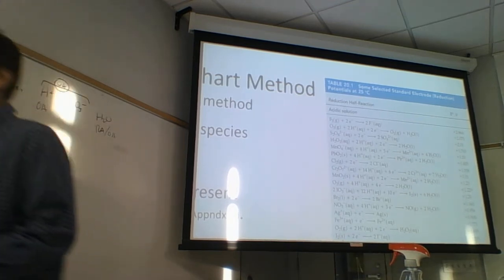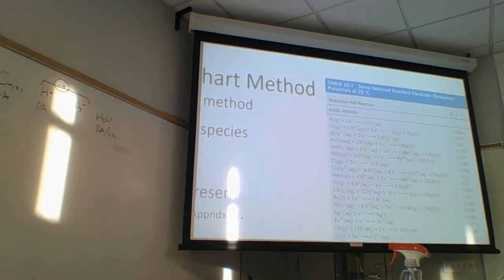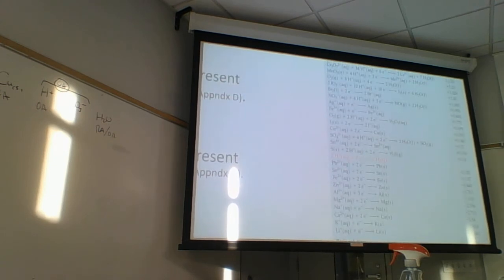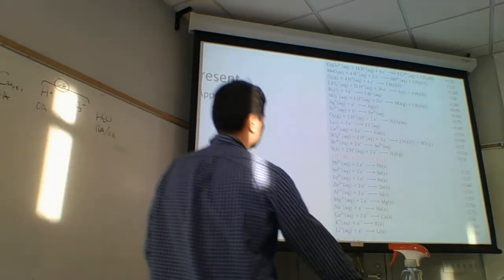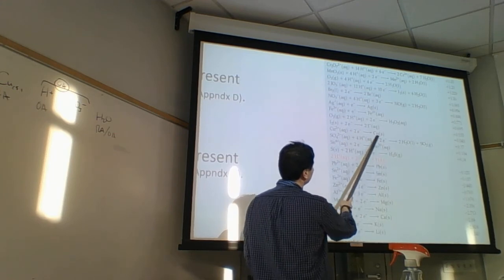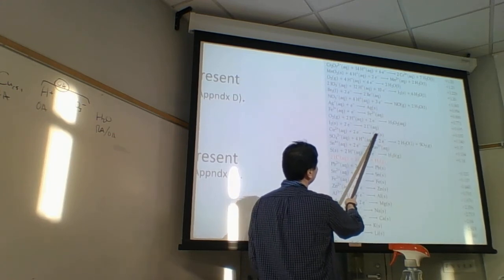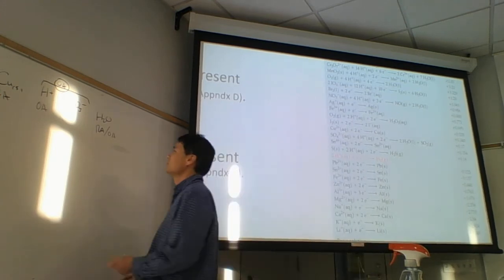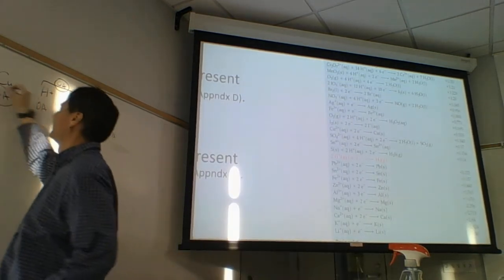Okay, let's look for the strongest reducer. We'll start at lithium and work our way up. Lithium. It looks like the first one we hit here is copper. And then water's way up here. And so the strongest reducing agent is copper.